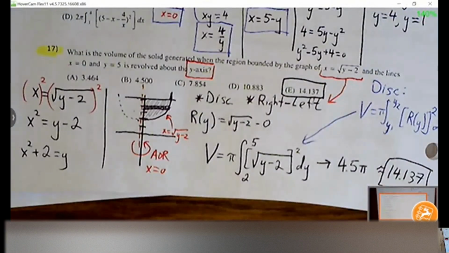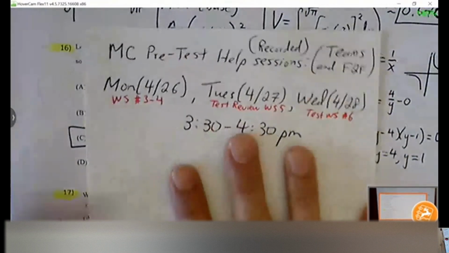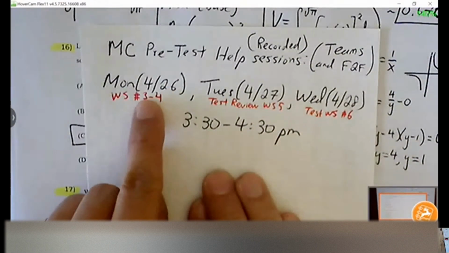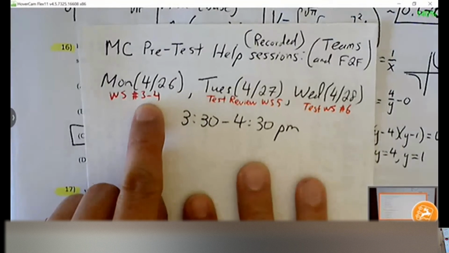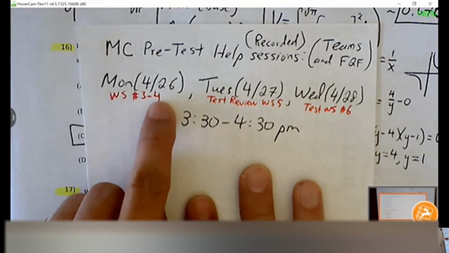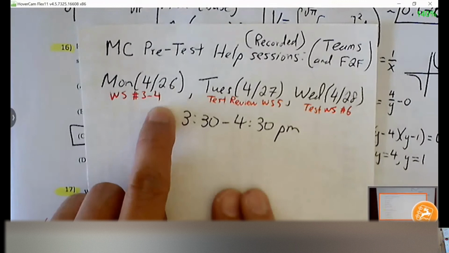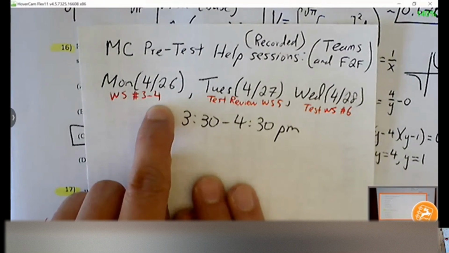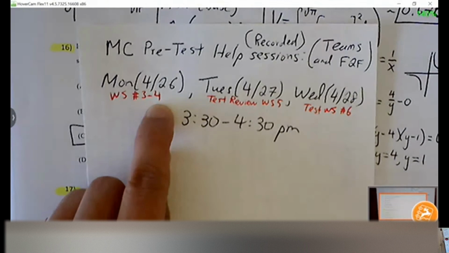Okay, so again, help session this afternoon. This afternoon, I'll probably spend most of the time going over worksheets 3 and 4, for those of you who want to see some more problems with linear approximation and derivative inverse at a point, which I probably won't be able to get a chance to go through in class tomorrow, or class is even shorter.